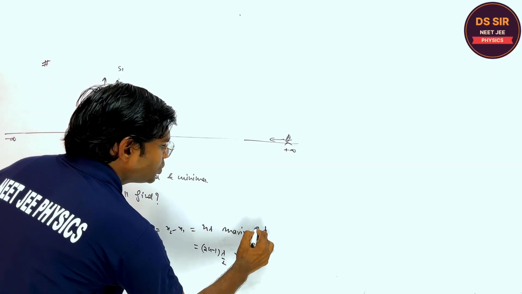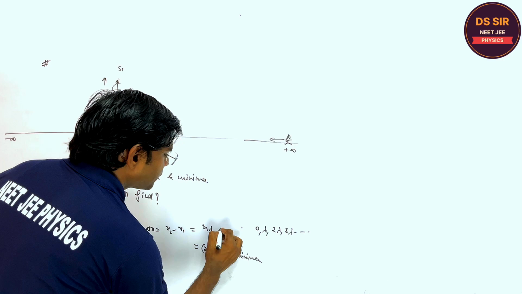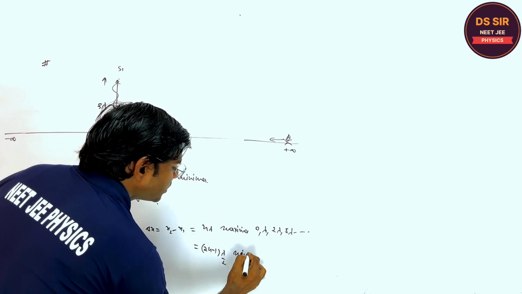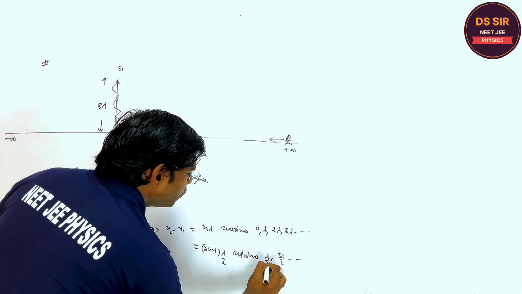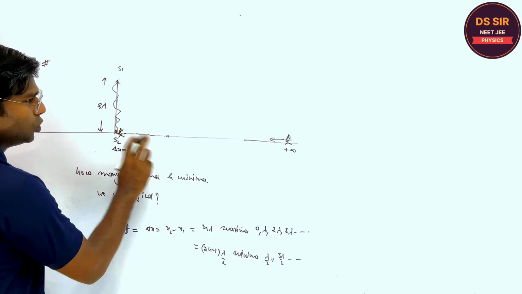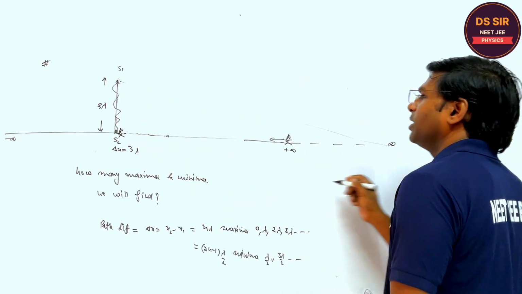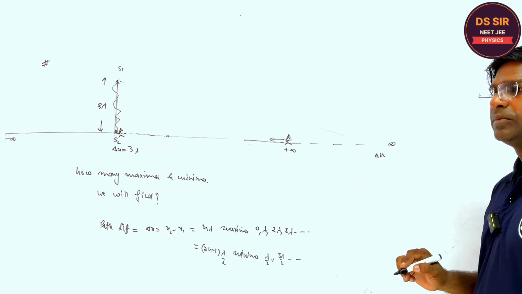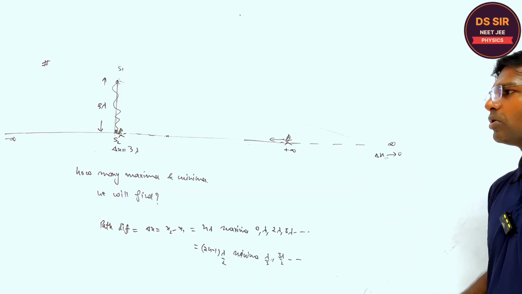When the path difference is 0, lambda, 2 lambda, 3 lambda, what will you get? Maxima. And when the path difference is lambda by 2, 3 lambda by 2 and so on, what do you get? Minima. Now if you consider the infinity distance, the light is coming from here and from here. What is the path difference at infinity? Approximately it is tending to 0. Are you getting it or not?